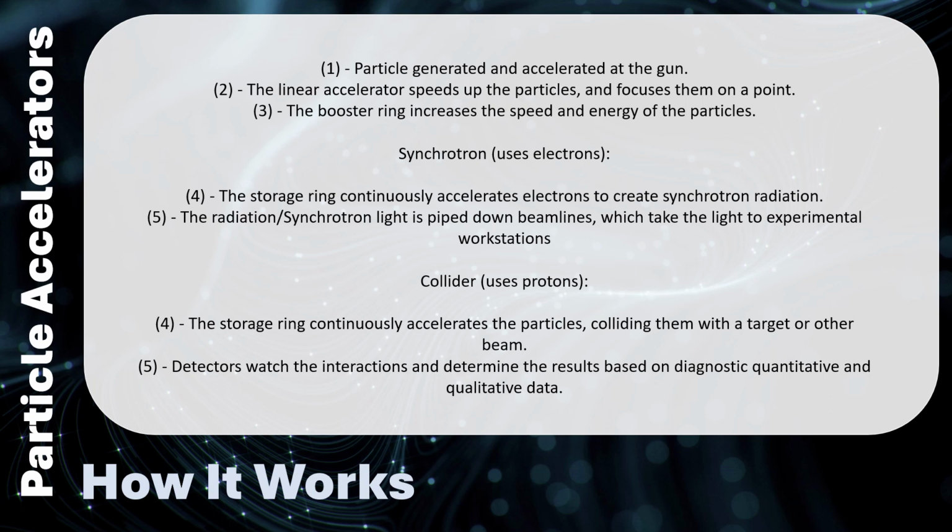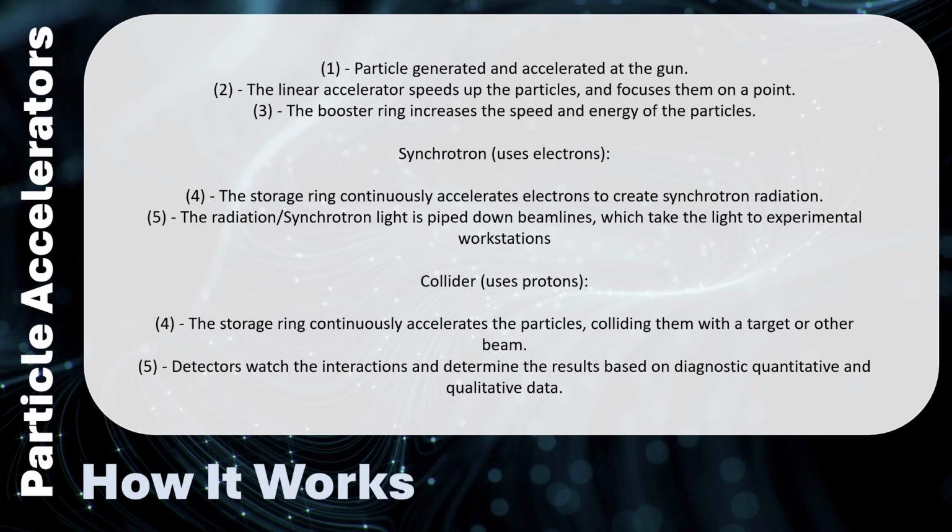How does the Australian synchrotron and other particle accelerators work? So quickly, let's have a look at the basic steps that apply to all particle accelerators. Step 1. A particle is generated and accelerated at the gun component. Step 2. The linear accelerator speeds up the particles and focuses them on a point. Step 3. The booster ring increases the speed and energy of the particles.